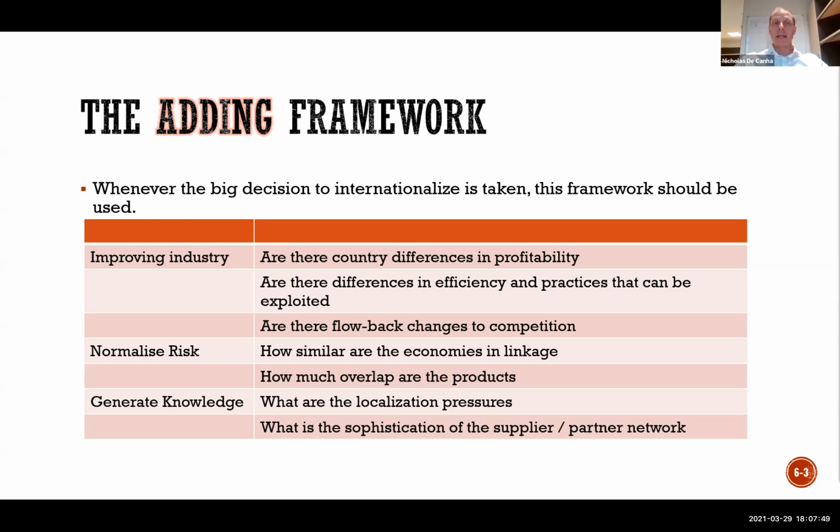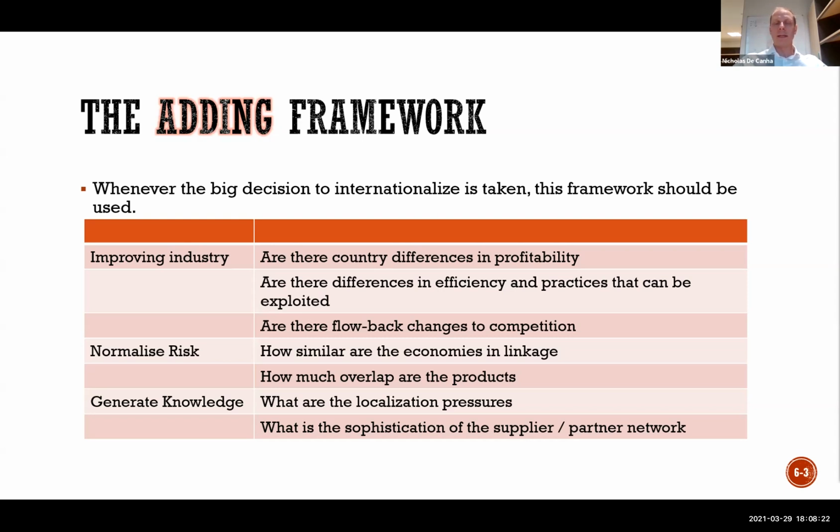Normalizing risk, which is economic: how similar the economies are in linkage and the overlap in products. So as we said, what you ideally want is no difference in the products, but very different economies. And in fact, we saw in the beer case that seasonality is a big thing. From a very simplistic level, there's no problem with having a northern hemisphere distribution and a southern hemisphere distribution. Makes your cash look a lot flatter.